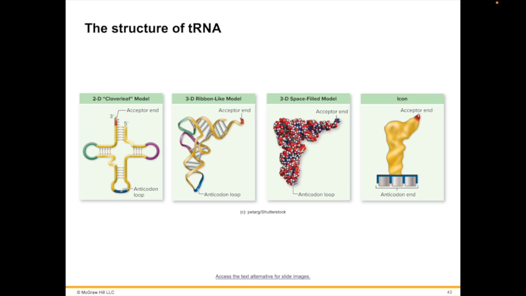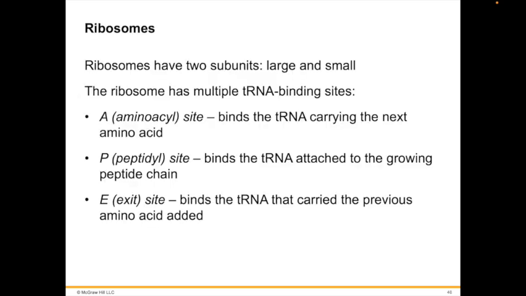The charging reaction joins the acceptor stem to the carboxyl terminus of an amino acid. Keeping this directionality in mind is critical to understanding the function of the ribosome. This is because each peptide bond will be formed between the amino group of one amino acid and the carboxyl group of another amino acid. Let's get down into ribosomes.